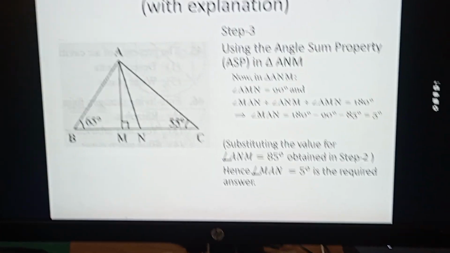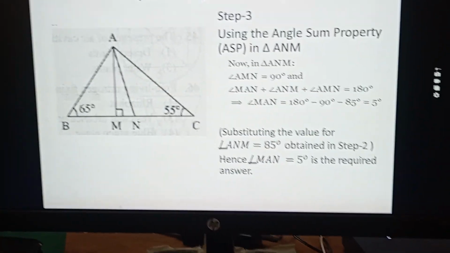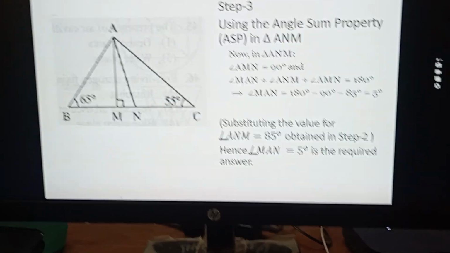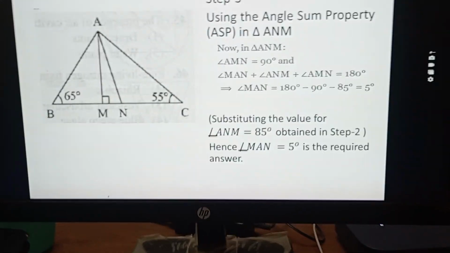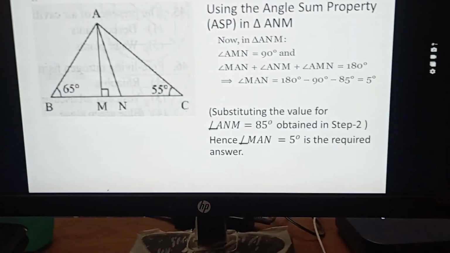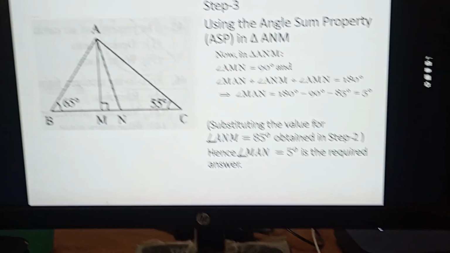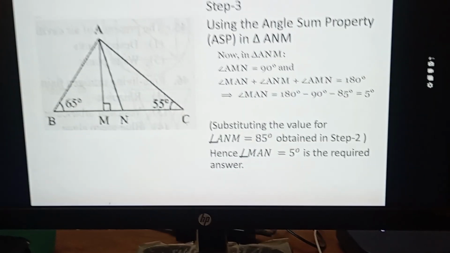Now step 3. Again, using the angle sum property, or ASP, in triangle ANM, the small triangle over there, in which angle MAN is included. It's one of the angles of the triangle ANM, so that is why we take that triangle now. In this triangle there is a right angle at M, because AM is perpendicular to BC, it is given. So angle AMN is equal to 90 degrees.